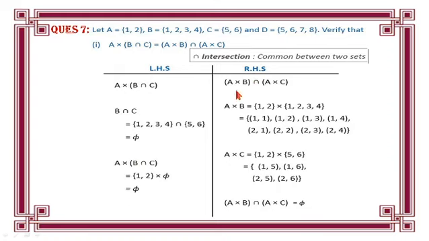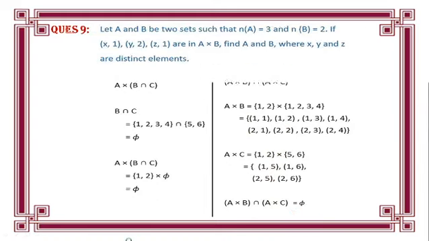Now let's come to the right hand side. A cross B. A is this set 1, 2 and B is this set 1, 2, 3, 4. Let's find their Cartesian product. (1, 1), (1, 2), (1, 3) and (1, 4). Now (2, 1), (2, 2), (2, 3) and (2, 4). Same way, let's calculate A cross C. Now, what is common in these two sets, A cross B and A cross C? Nothing is common. Is there any ordered pair which is common? No. So it is also phi. So left hand side is equal to right hand side and it is proved.